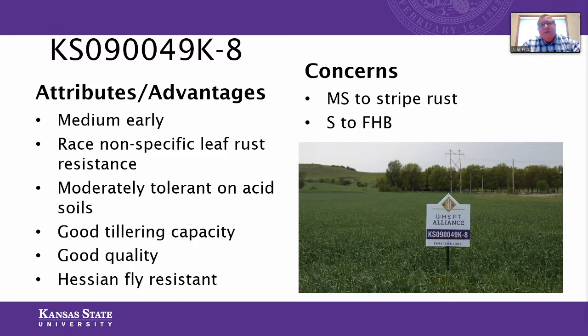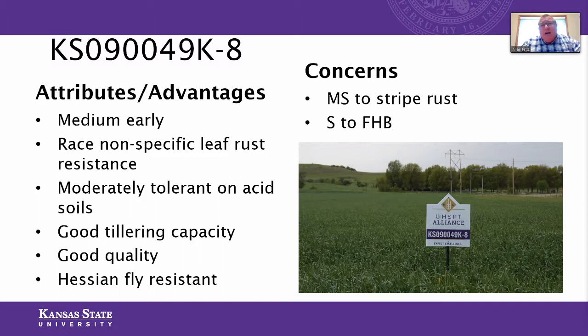The parentage on this is Duster and Overley with a little bit of a spring wheat from CIMMYT thrown in, called Amadina. It's a medium early variety, and this is really kind of the culmination of our effort to breed race nonspecific resistance for leaf rust. We kind of accidentally got it in Everest. We intentionally got it in this variety. So this really holds up very well to leaf rust, and we fully expect this to be durably resistant to leaf rust, or at least we certainly hope so.